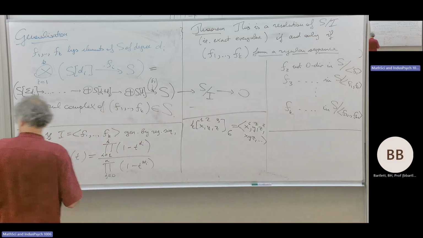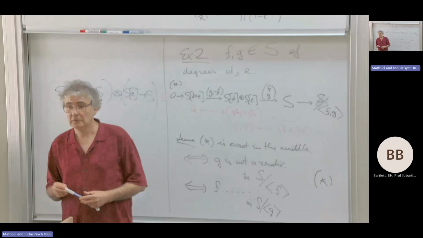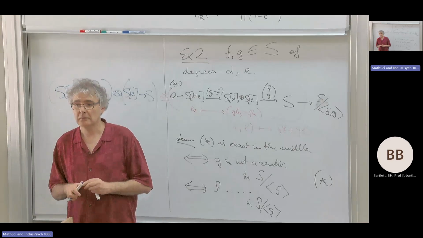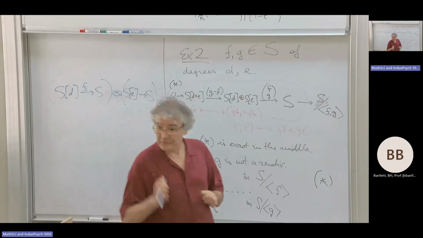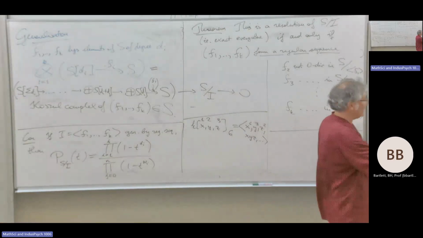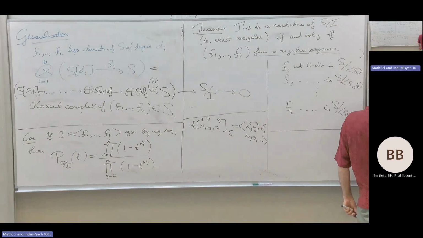Yes? Could you give an example of a variety in which you cannot choose a regular sequence? I'll give one in a second, okay? Yes, thank you. This is an example where it is, and now I'll give one where it isn't. Let e_i be the ith elementary symmetric polynomial.